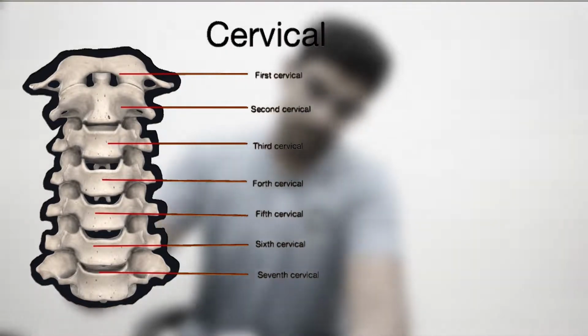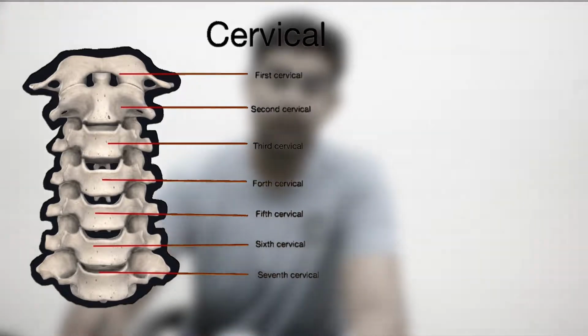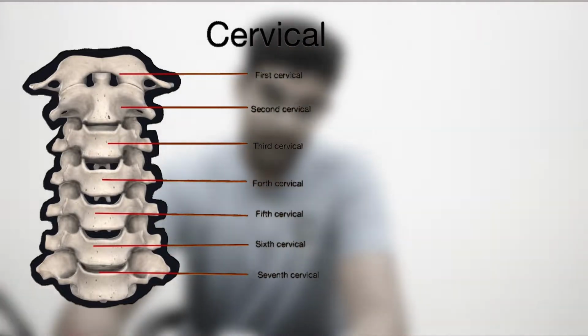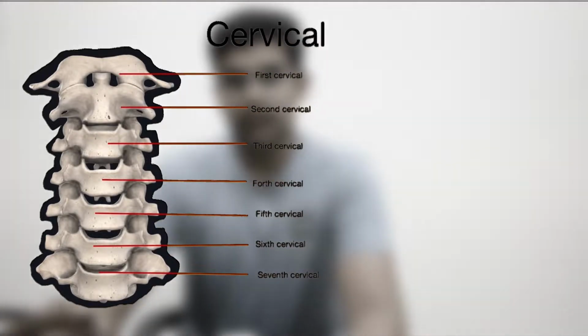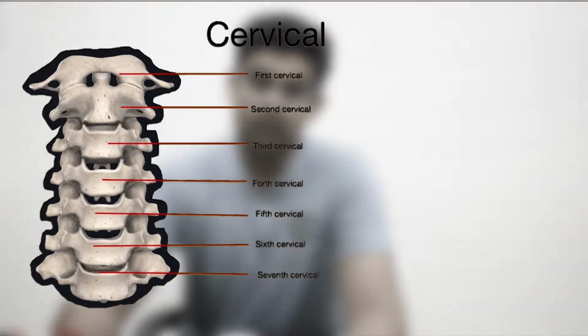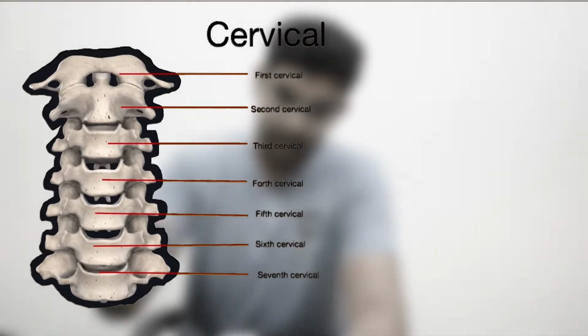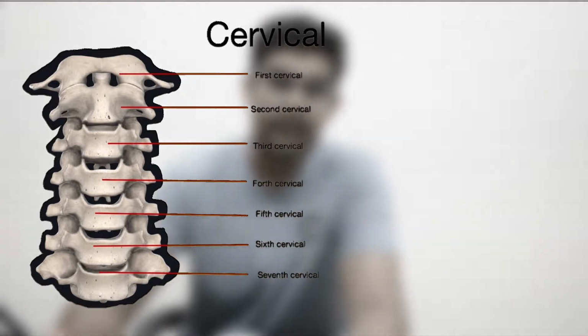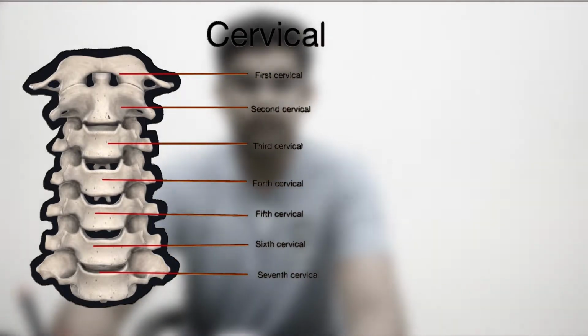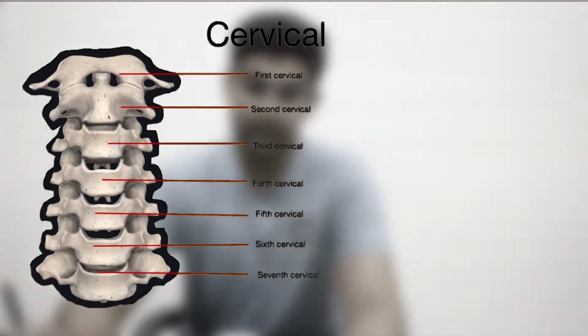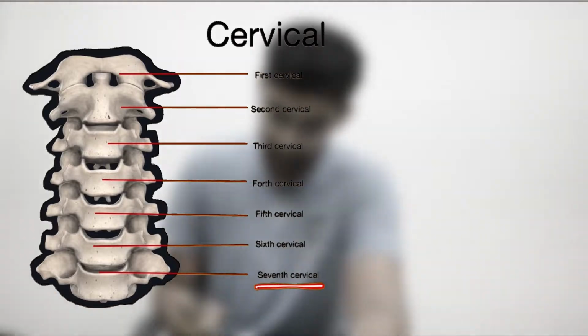The cervical vertebrae are found in the neck and superiorly connect to the occipital bone, that is the first cervical vertebra, also known as atlas, and inferiorly connect to the thoracic vertebrae, that is the C7.